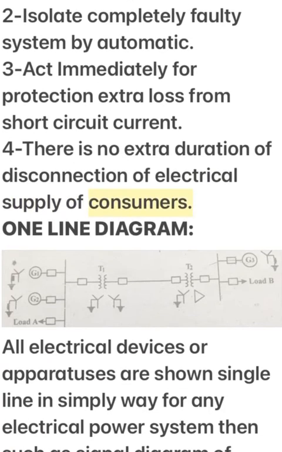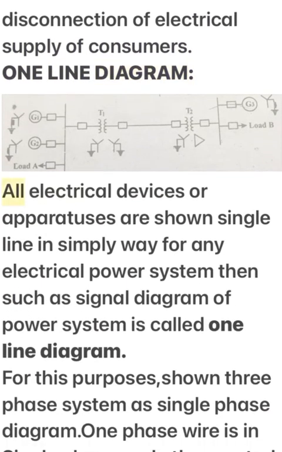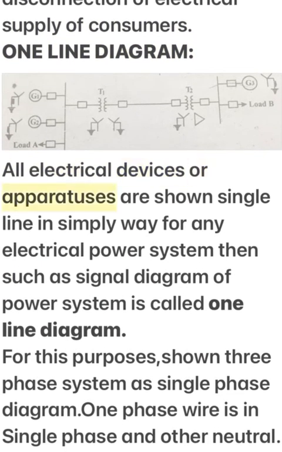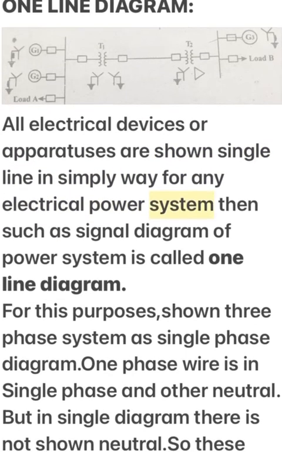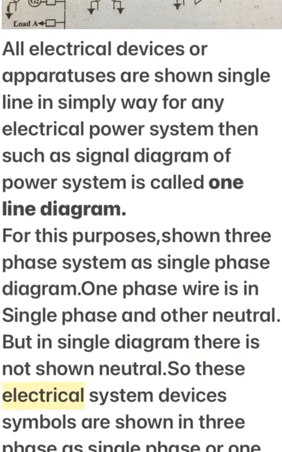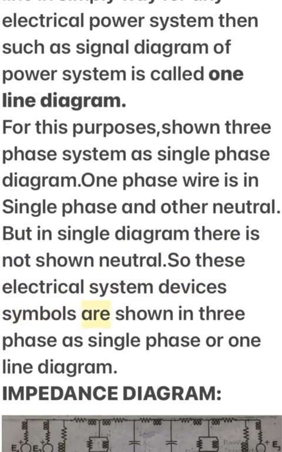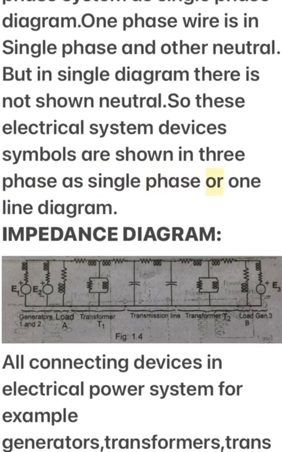One line diagram. All electrical devices or apparatus of any electrical power system are shown by a single line in a simple way. Such a single diagram of a power system is called a one line diagram. For this purpose, a three-phase system is shown as a single-phase diagram. One phase wire is in single phase and the other is neutral, but in the single line diagram the neutral is not shown, so these electrical system device symbols are shown in three phases as a single phase or one-line diagram.